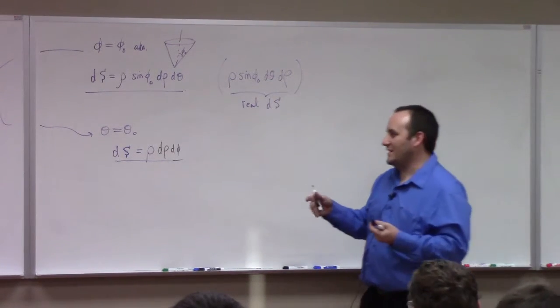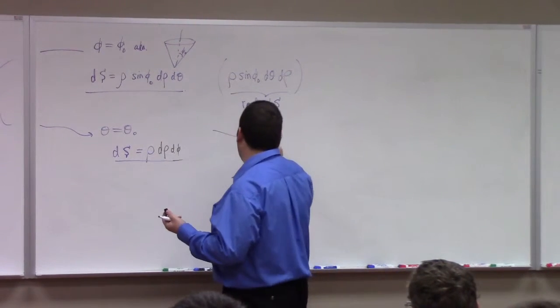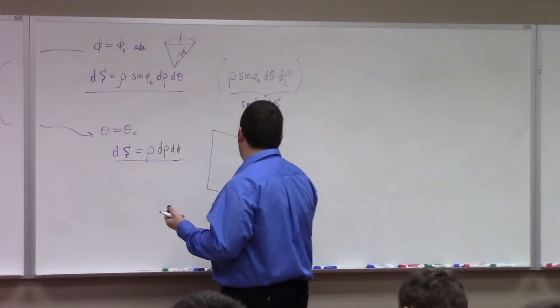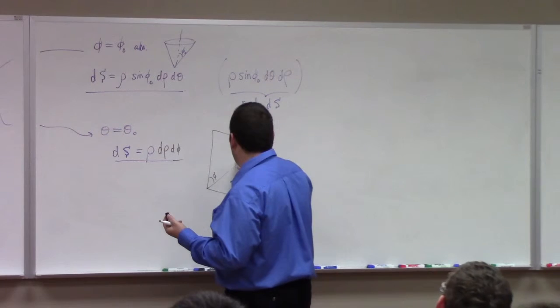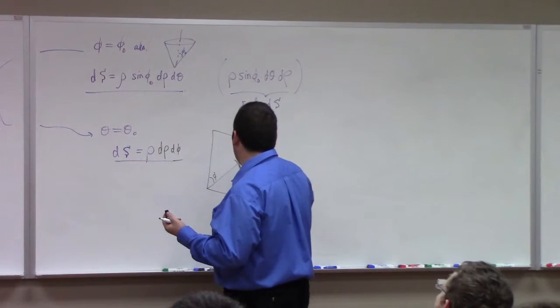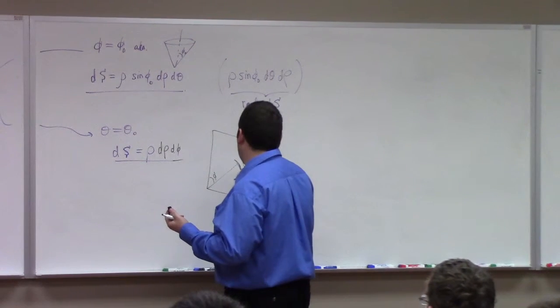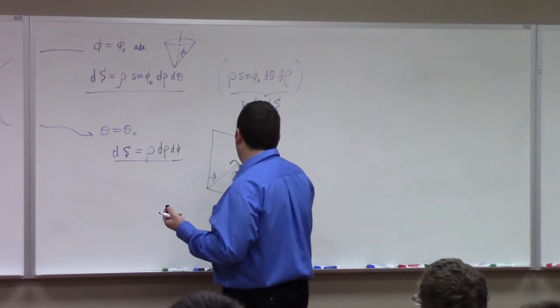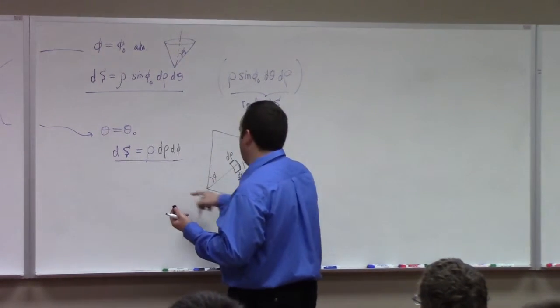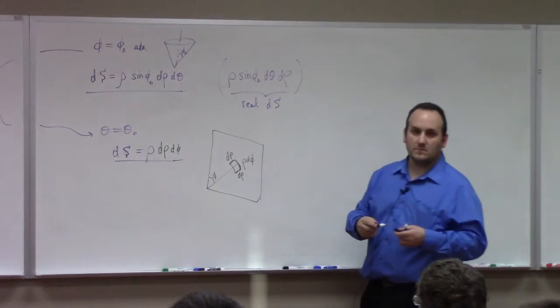Maybe you can't see it, but on the half plane, if you take this point and swing down like this, a little piece like this will be rho d phi, and a little piece like this will be the d rho. So that makes sense.